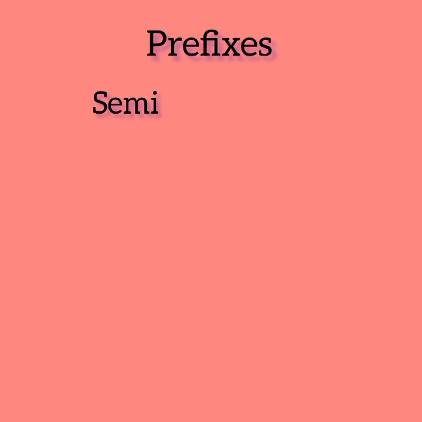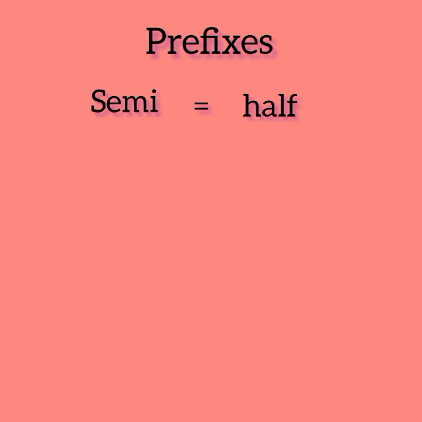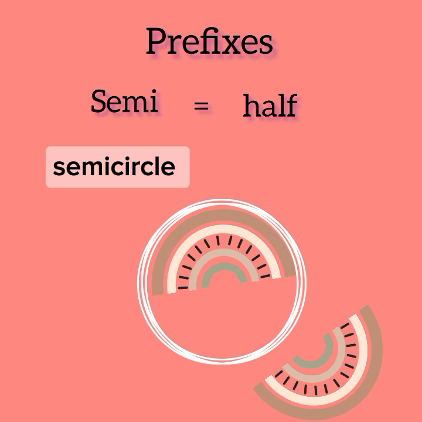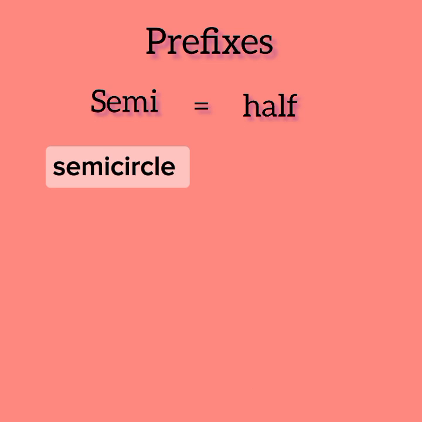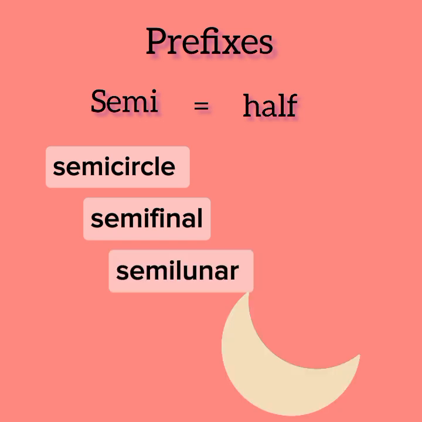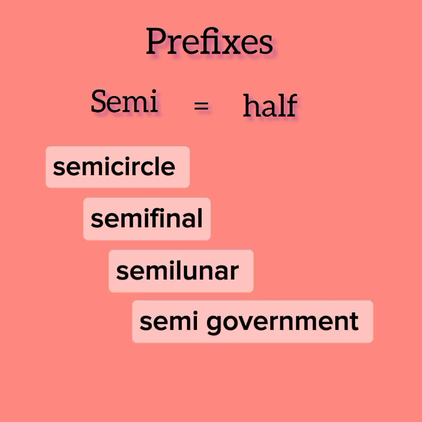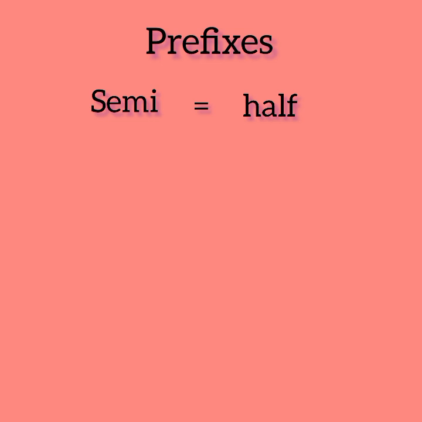Next in line is the prefix semi. Semi means half or partly. Here are some examples. Semicircle. Semicircle means half circle. Or think about the word semi-final, the round before the final, or partly near the end. What about the words semi-lunar, semi-government, semi-formal? So the prefix semi usually indicates something that's not fully whole, but halfway there.